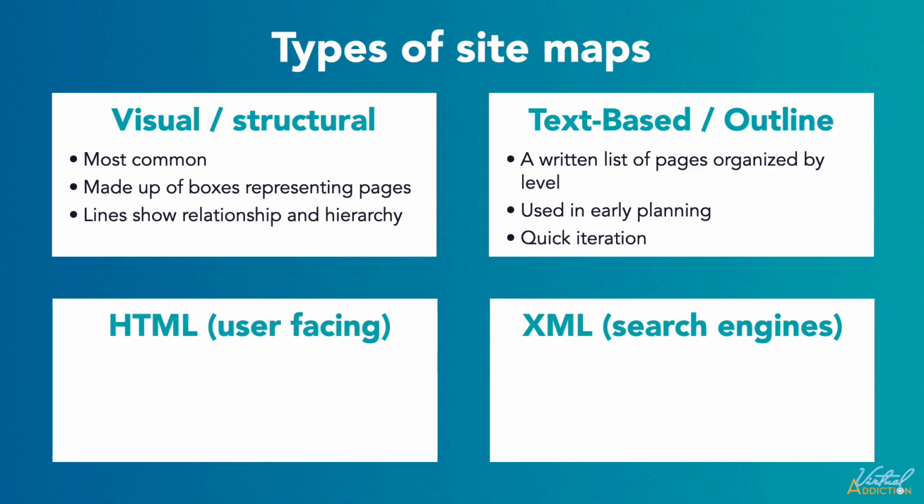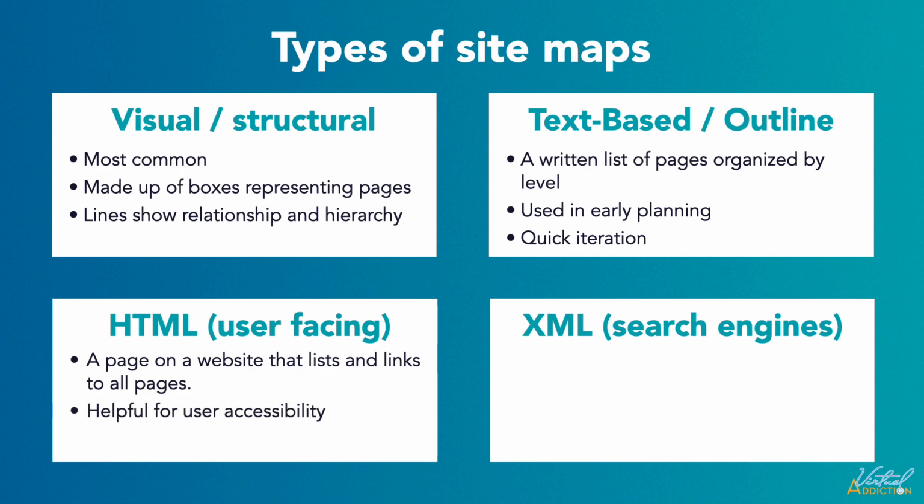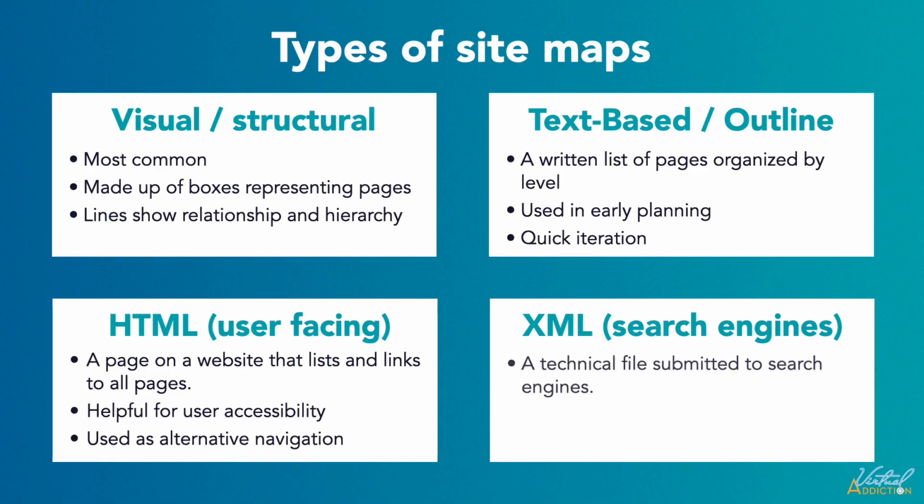An HTML sitemap is a page on a live website that lists and links to all pages. These are used for user accessibility and alternative navigation, especially on large or complex websites. It's important to note that this type of sitemap is less about planning and more about helping users once the site already exists. And finally, we have XML sitemaps.